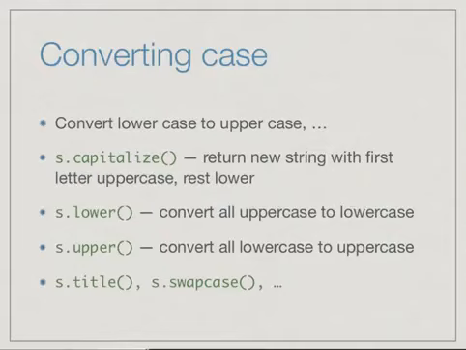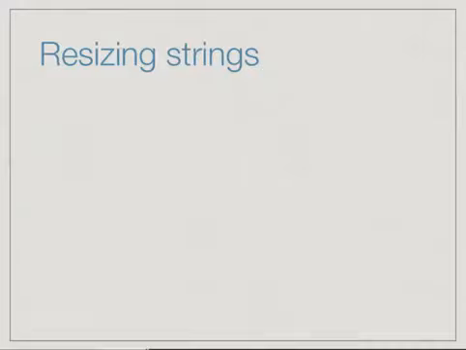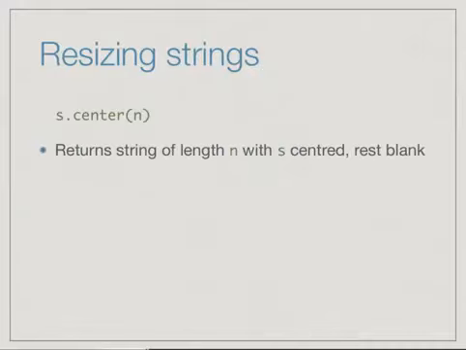There are other fancy things like s dot title. So title will capitalize each word. So this is how it normally appears, say, in the title of a book or a movie. S dot swapcase will invert lowercase to uppercase and uppercase to lowercase, and so on. So there are a whole collection of functions in the string thing which deal with uppercase, lowercase, and how to transform between these.